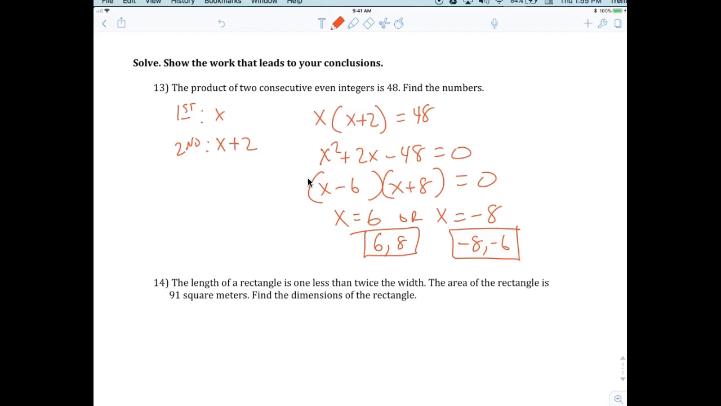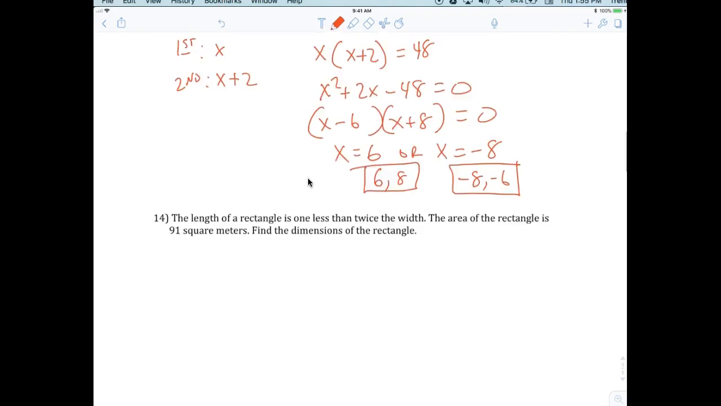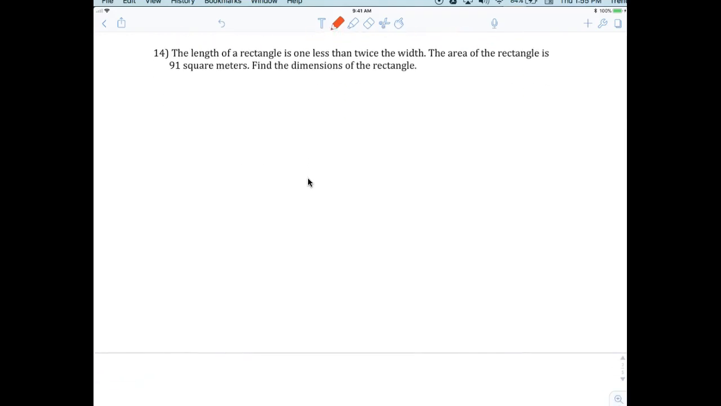All right, here we go. All right, let's try the next one, since that was so much fun. The length of a rectangle is 1 less than twice the width. So here we go. Let's draw it out. Several ways of looking at it. All right. The length is 1 less than twice the width.